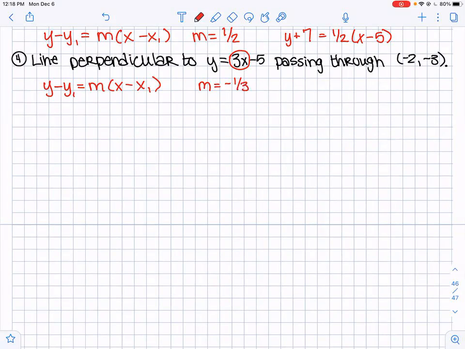Okay, stay with me here. We're almost done. Okay, so y minus, what's our y value here? -3, so it's actually y plus 3, right? Because minus a negative. Equals, what's my slope? -1/3 times x. What's my x value? Minus -2 turns to plus 2.